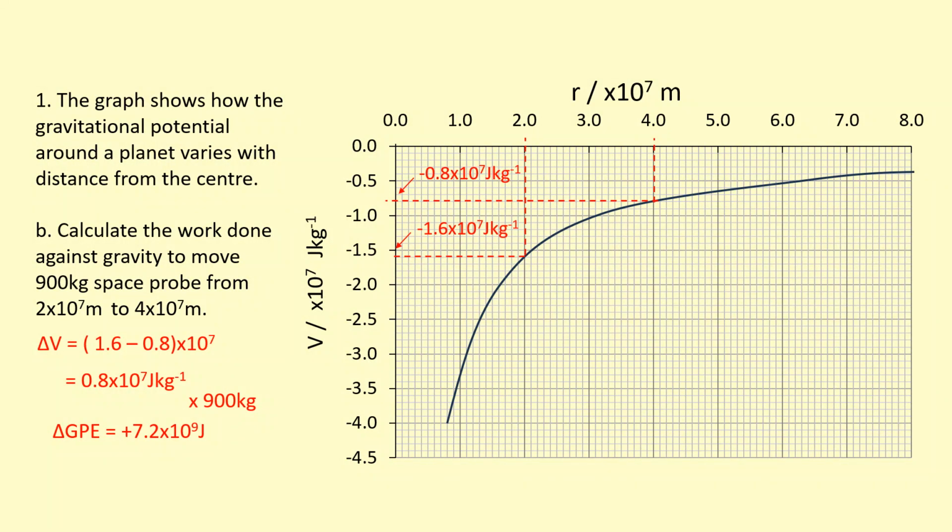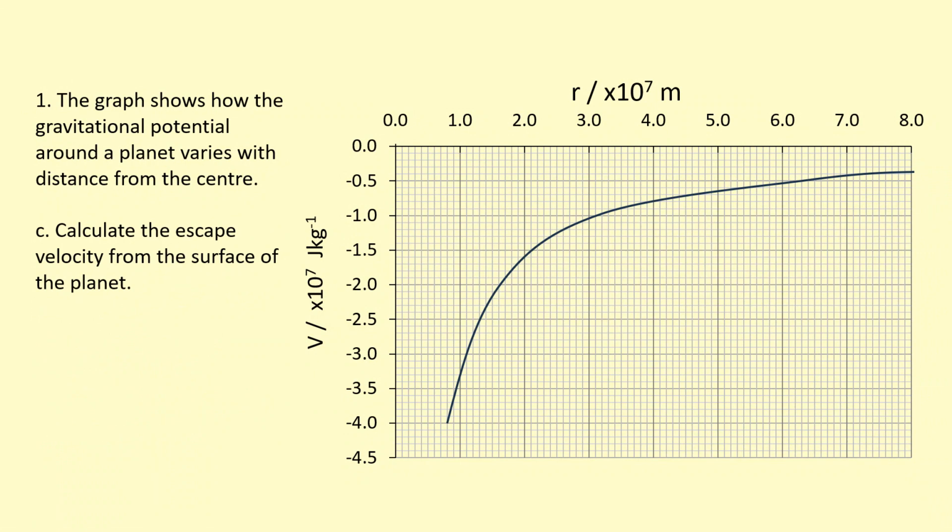Now, because we're moving further away from the surface of the planet, we have to do work in order to move away. So the gravitational potential energy will increase in this case. Obviously, if we went from 4 times 10 to the 7 to 2 times 10 to the 7, then in that case, the gravitational potential energy would decrease by the same amount.